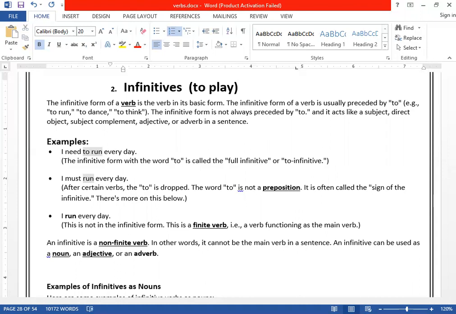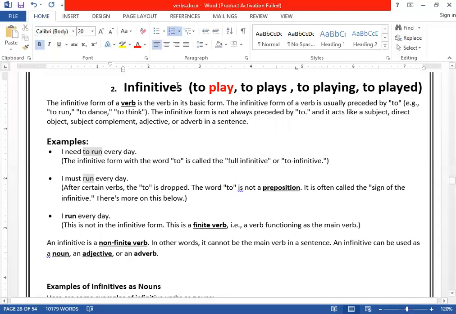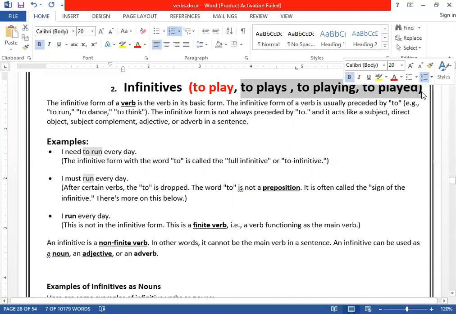As I said, the infinitive is the basic form of the verb. This one, to play. We cannot say to plays. This is wrong. Or we cannot say to playing. Again, it's wrong. We cannot say to played. This is wrong. Which one is correct? The first one, to play. Always we use which form of the verb? The basic form of the verb is used, clear? We do not use all these other forms. Infinitive is the basic form.